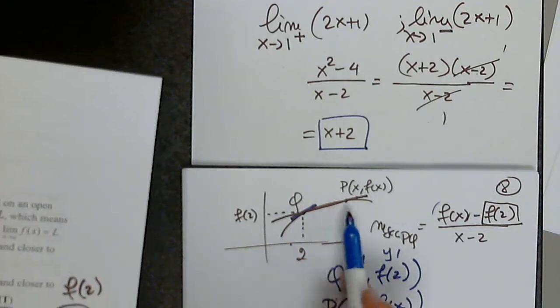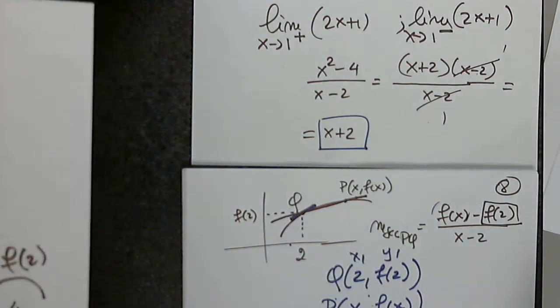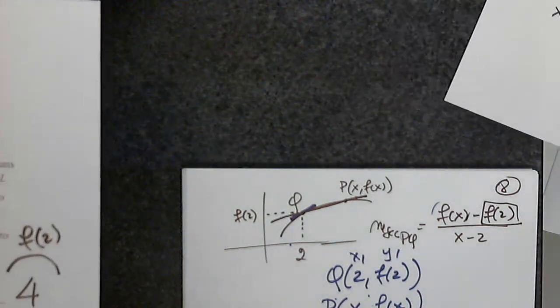Well, we have to review then the slope. y2 minus y1 over x2 minus x1. That should take you 5 minutes.